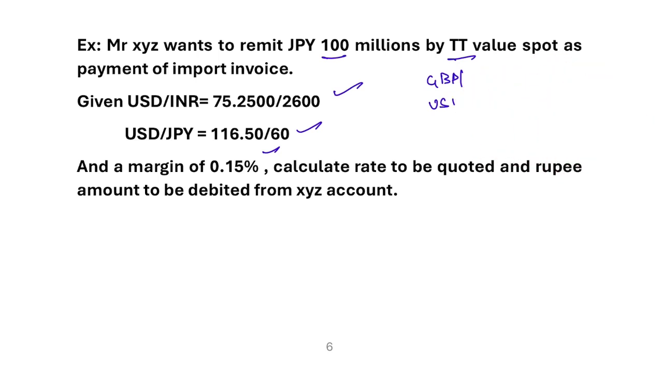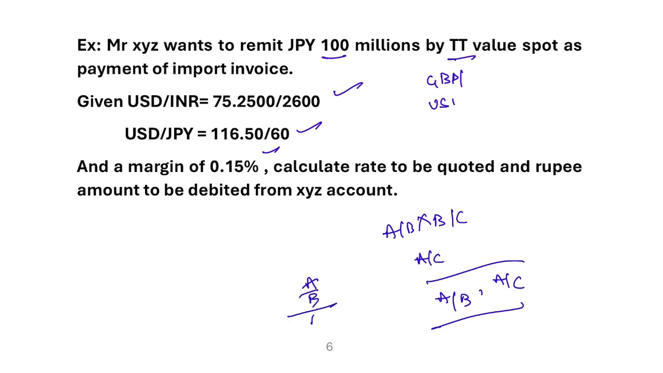Wait, I will write here. A by B, B by C, and we need to find A by C. So we will multiply it. But if he has given A by B and A by C, what will we do? In our schooling, we will do A by B divided by A by C. Right? We will make division, not multiplication. So it will automatically become A by B into C by A. So we will get C by B. It will be reciprocal also.